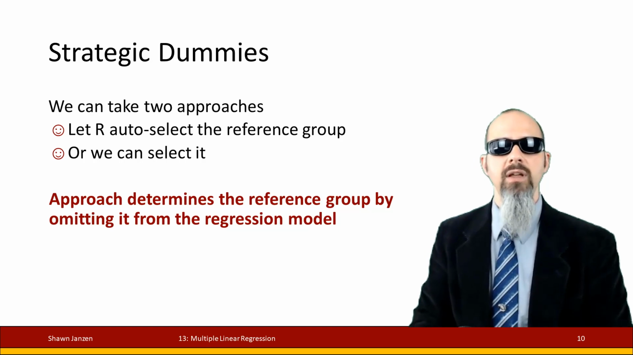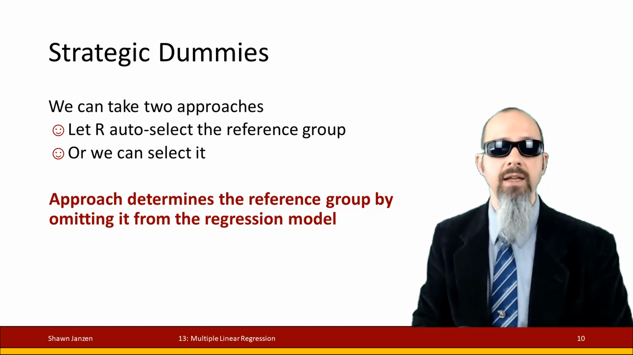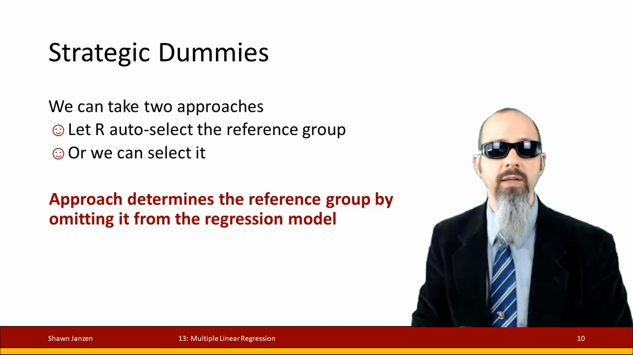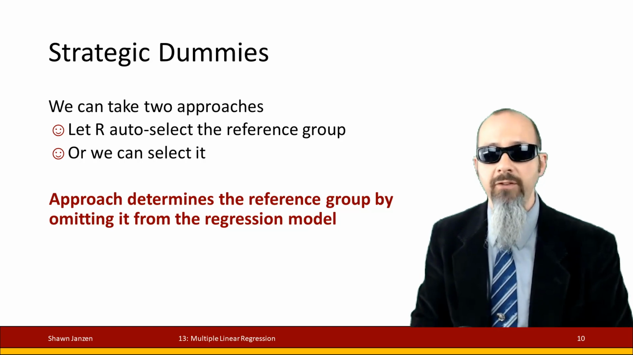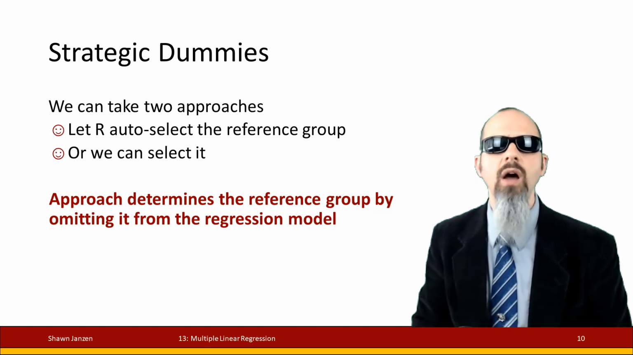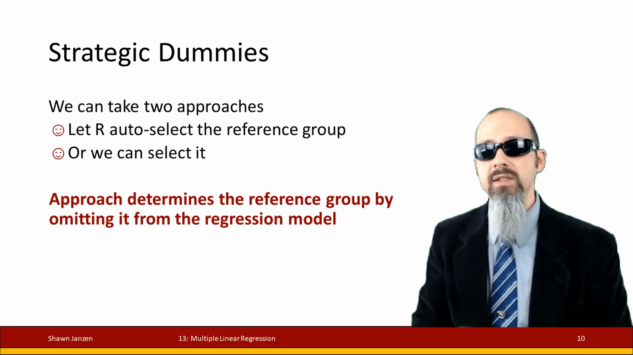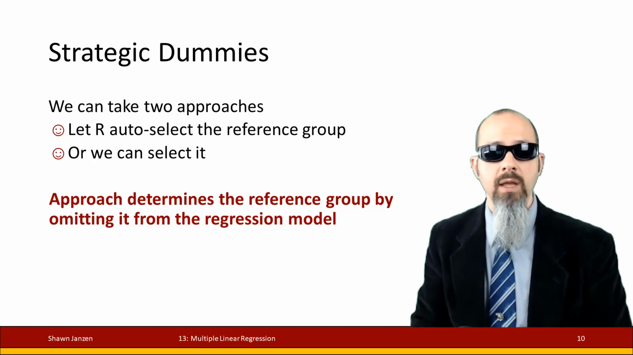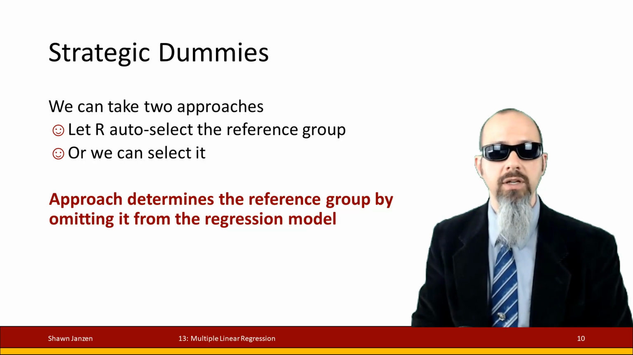Now that I have my happiness and marriage variables and I have the race variables, I'm ready to go ahead and plug them into my regressions here, and we can take two different approaches. The first approach is to let R just auto-select the reference group for you. The second approach is letting you choose which one you want to be your dummy. Whichever approach you're going to do, keep in mind the reference group is the one that is omitted from the regression model.